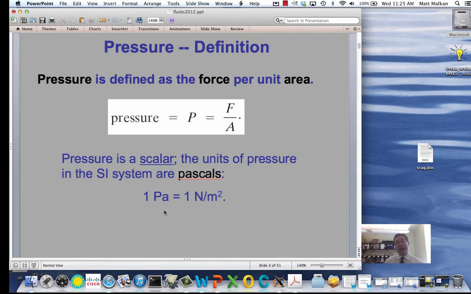Just to have another unit, so that you know what these units mean, we measure pressure in units of pascals, because Pascal was one of the founders of fluid mechanics, so that's a nice honor for him. 1 newton per square meter is 1 pascal. Right, so you should know that.